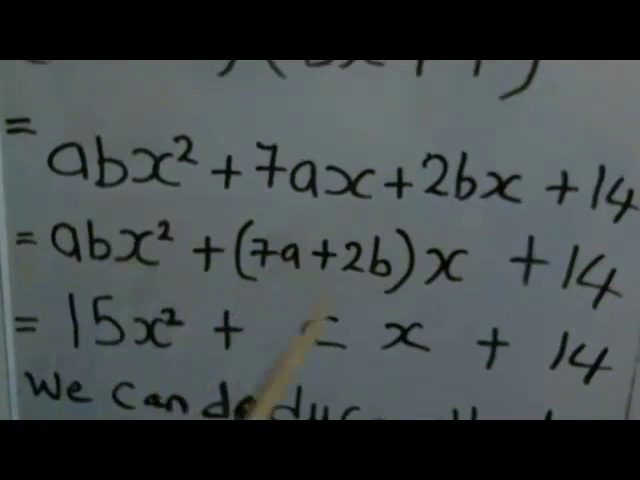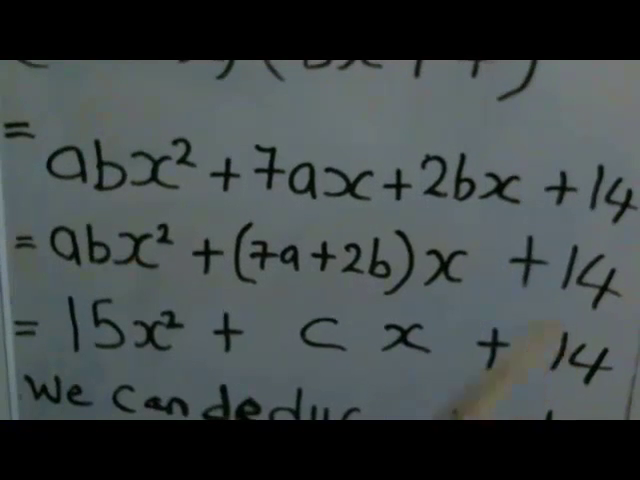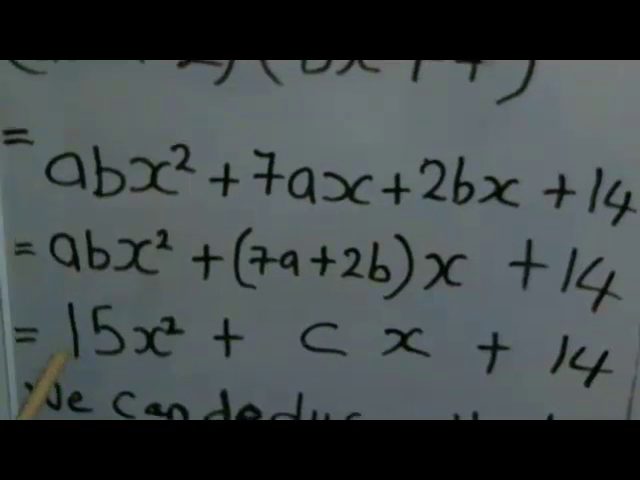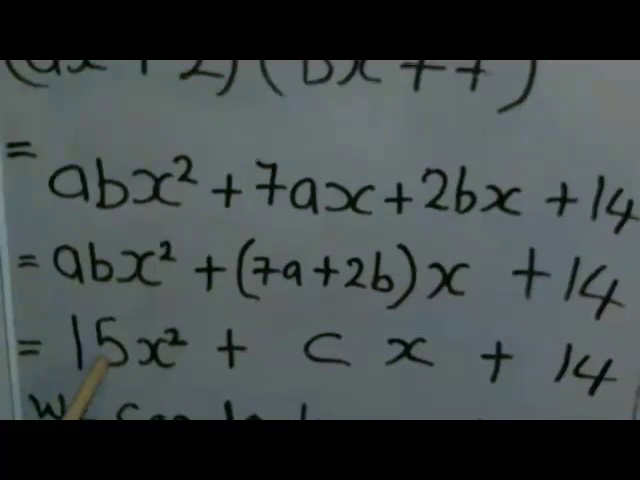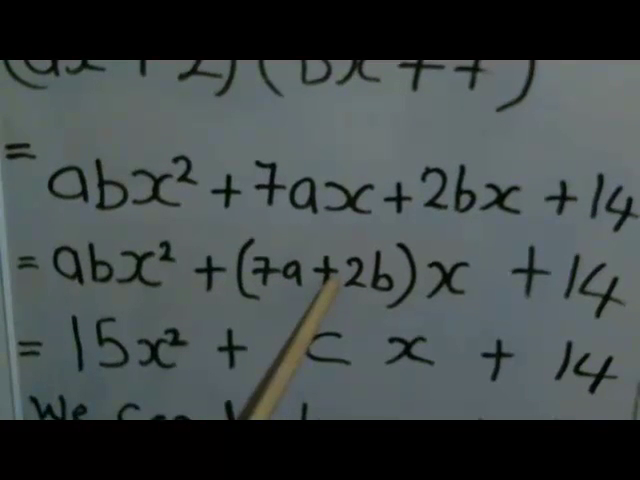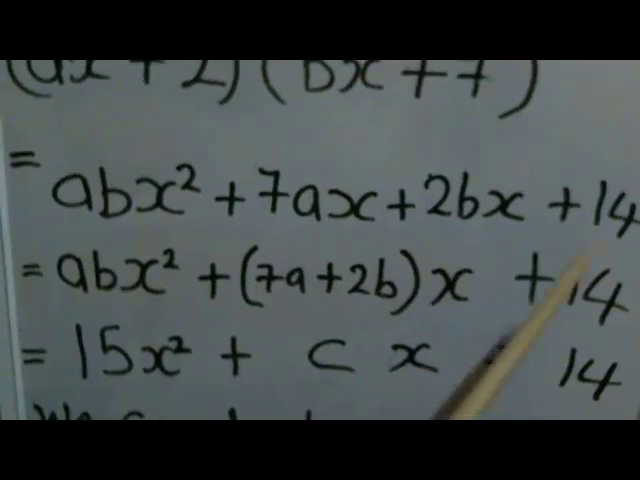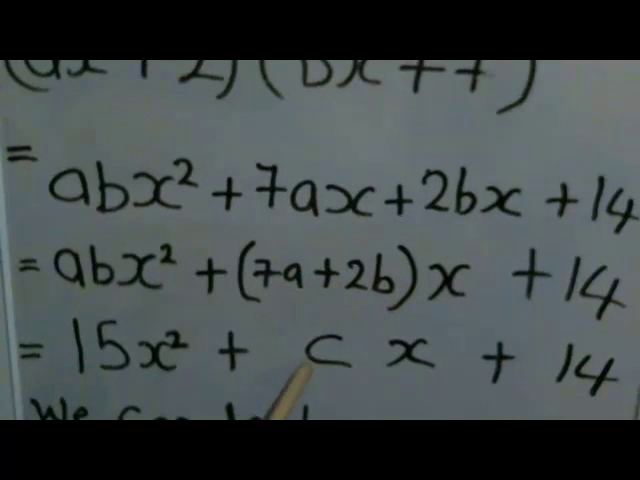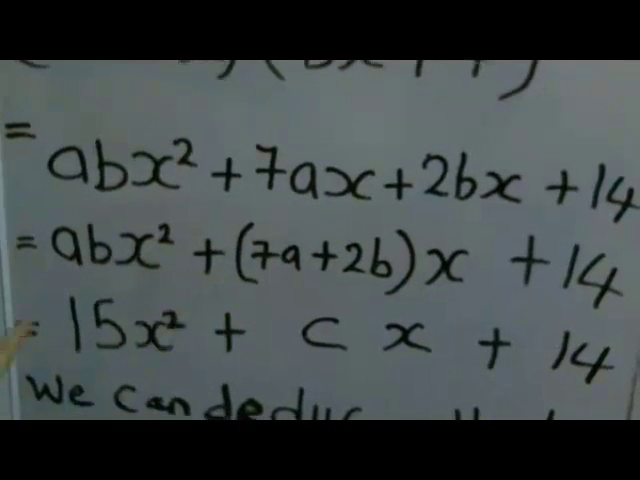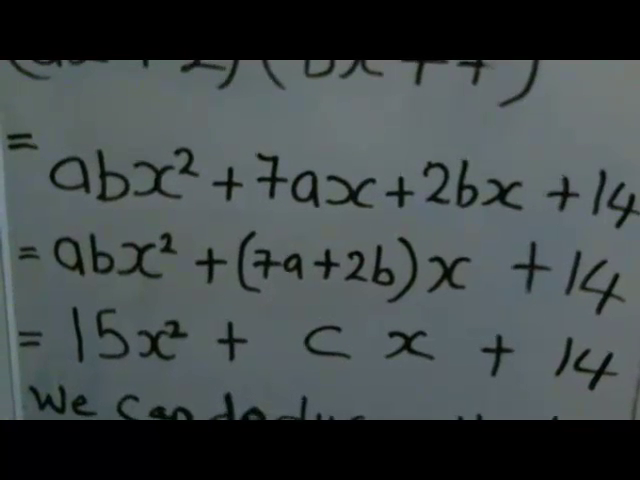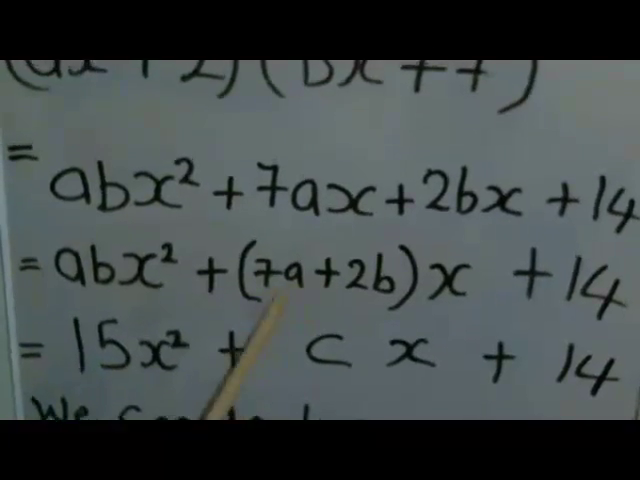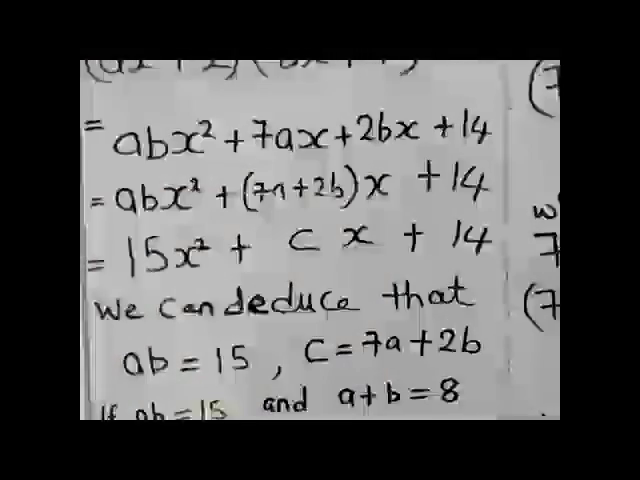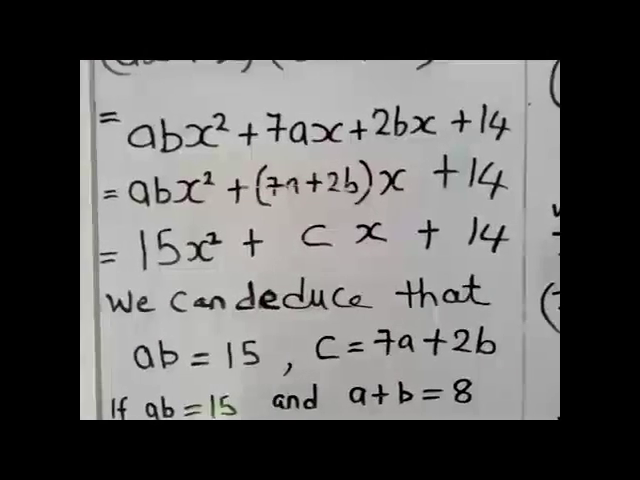So take a look at where you have 14. You have 14 up there, 14 down here. The next, you have 7a plus 2b times x, on the bottom you have cx. So that means we can equate 7a plus 2b to be equal to c. And the next stage we can equate ab equal to 15. Okay. So we deduce that ab is equal to 15 and c is equal to 7a plus 2b.